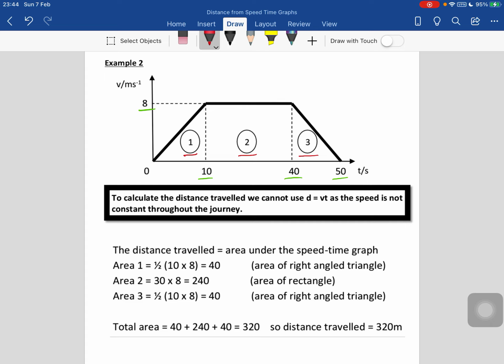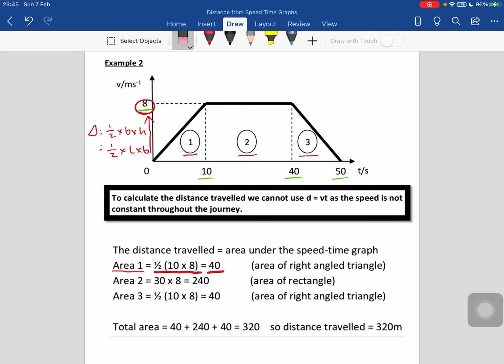So for area 1, you'll be able to see that it's a triangle. So for a triangle, it is half times the base times the height, or you could write half times the length times the breadth, whatever one you prefer. We can see from this first triangle that the base is 10 and the height on the left hand side is 8. So for area 1, it's a half times 10 times 8. So 10 times 8 would give us 80. Half of that would give us 40.